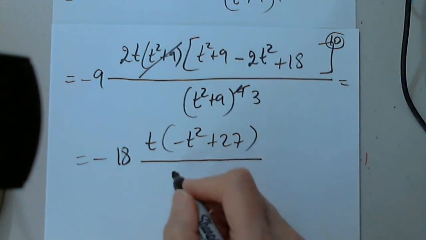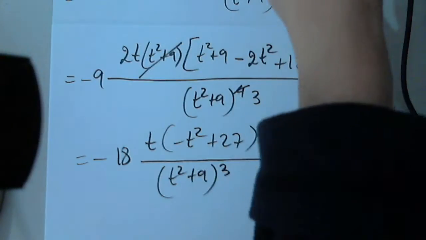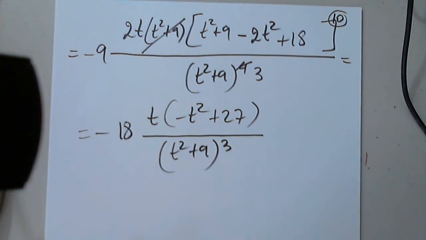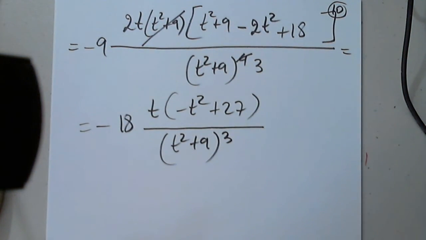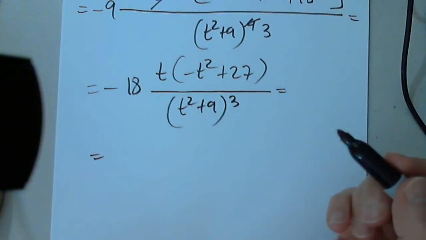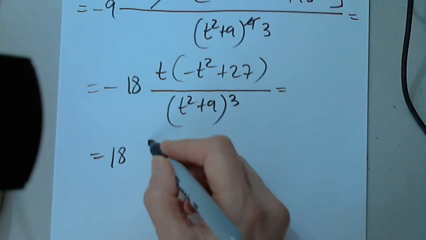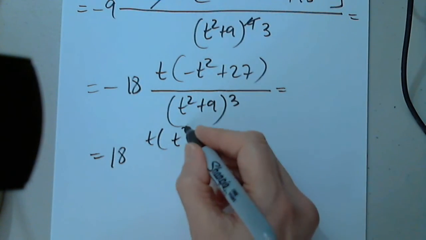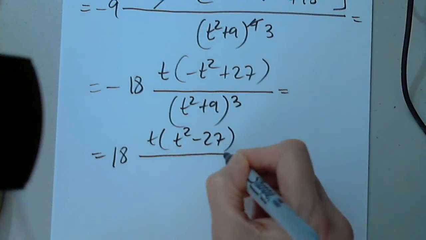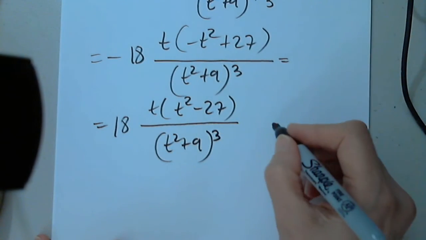Always check my numbers, don't let me make errors here. Sometimes I talk and write and the arithmetic is, as you noticed, off a couple of times. So keep an eye on what I'm doing. Of course, I'm allergic to this. I hope you are too. So this is t squared minus 27 over t squared plus 9 to the third.